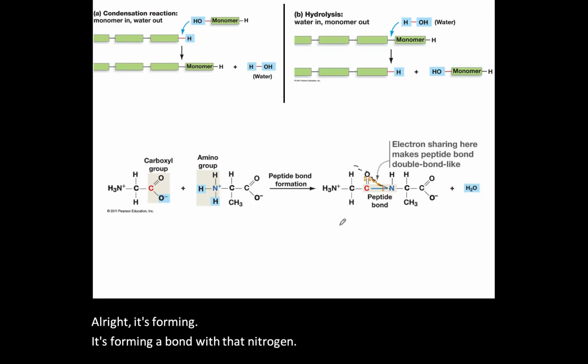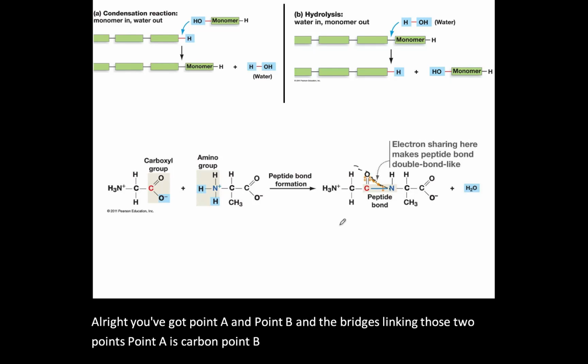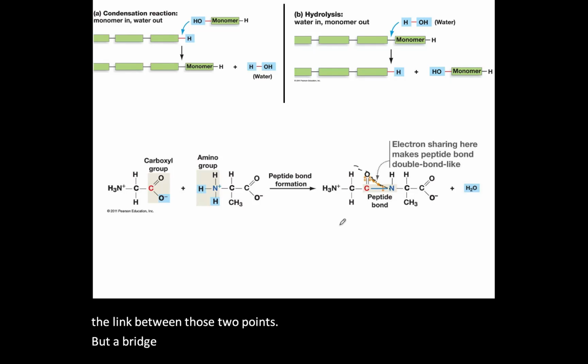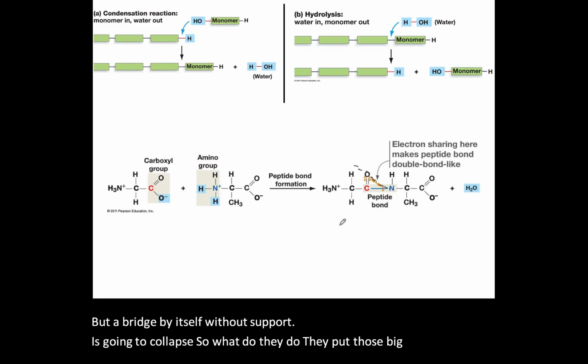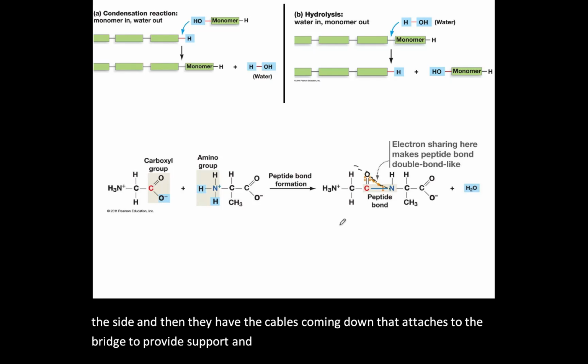Think of it like a suspension bridge. You've got point A and point B, and the bridge is linking those 2 points. Point A is carbon, point B is nitrogen. The peptide bond is forming the link between those 2 points. But a bridge by itself without support is going to collapse. And so they put those big beams going up the side, and then they have the cables coming down that attach to the bridge to provide support and integrity as the bridge shuffles and sways in the wind, because there's a lot of movement in those bad boys.